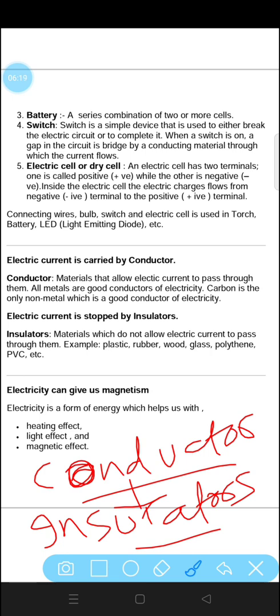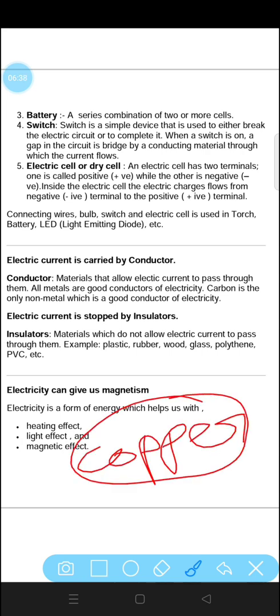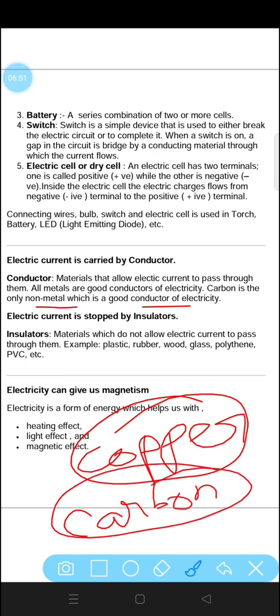Now let's talk about conductors. They are materials that allow electric current to pass through them. All metals are good conductors of electricity. One very good conductor of electricity is copper wire. We use copper wire in our homes. Carbon is the only non-metal which is a good conductor of electricity. All metals are good conductors, but carbon is a non-metal and still a good conductor. Other non-metals are bad conductors of electricity.